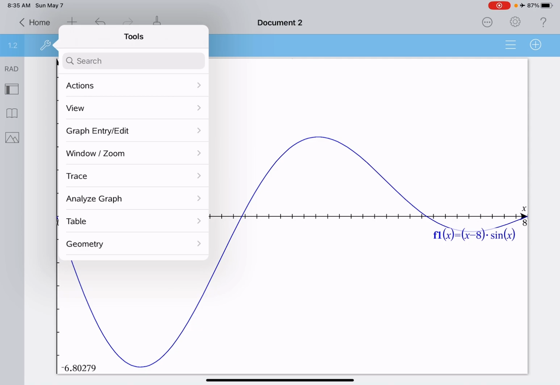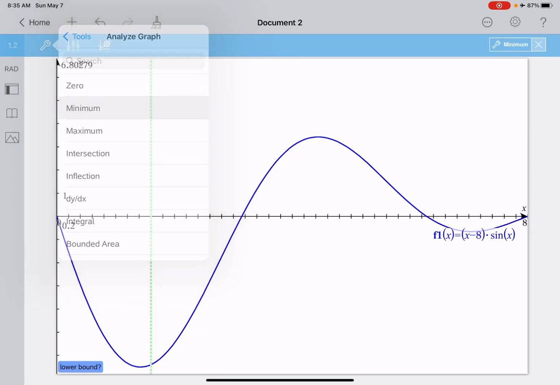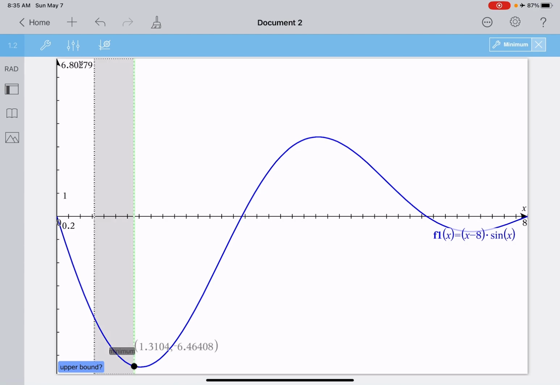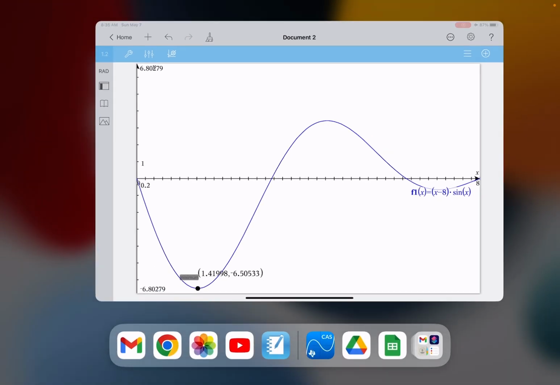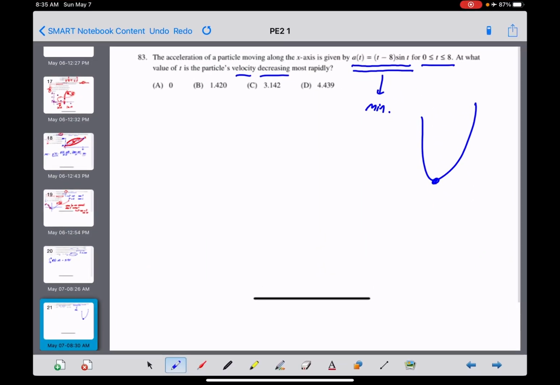Let's use our calculator. Let's go to Analyze Graph, and let's find the minimum on this curve between that lower bound and that upper bound. And here we go, guys. 1.420 is, in fact, where that minimum occurs. So our answer here is going to be B for problem number 83. That's the t value at which the minimum value of acceleration occurs.